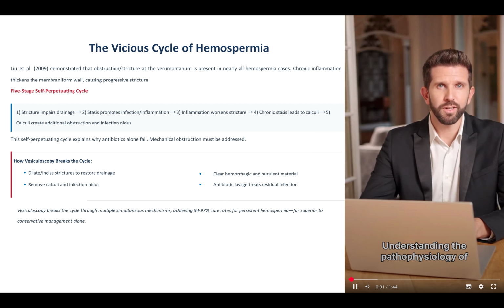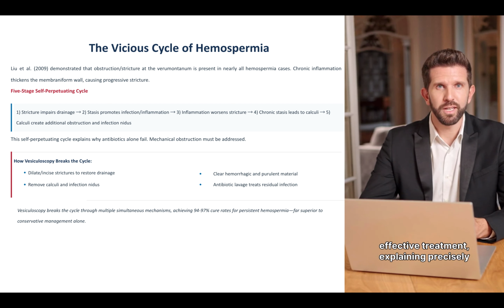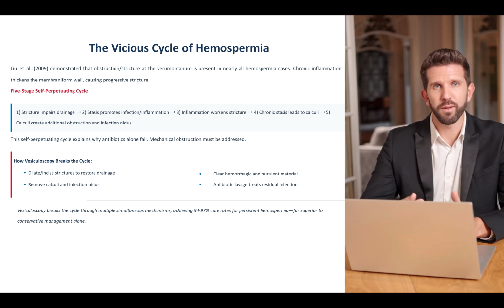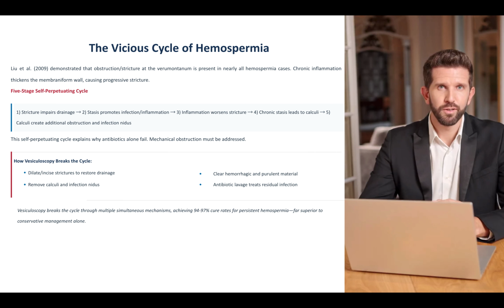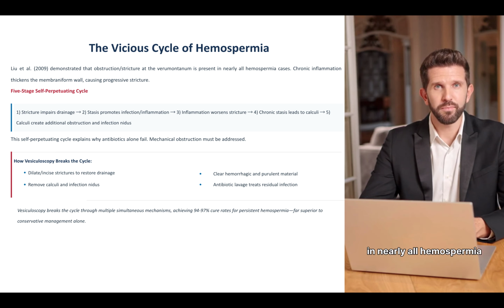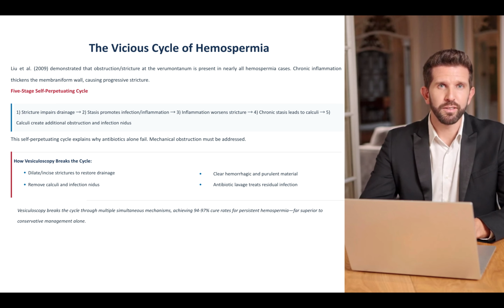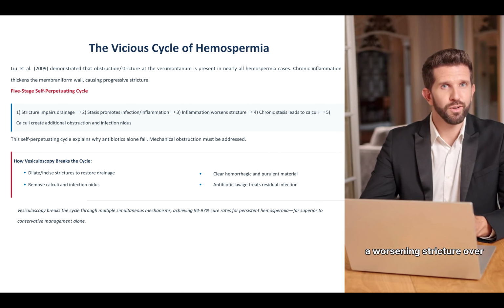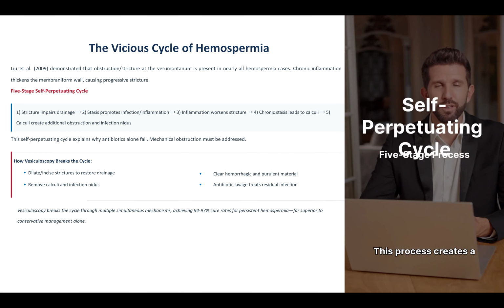Understanding the pathophysiology of hemispermia is crucial for effective treatment, explaining precisely why vesiculoscopy works so well. Liu and colleagues' landmark 2009 study demonstrated that obstruction or stricture at the verumontanum is present in nearly all hemispermia cases. This obstruction is often caused by chronic inflammation, which progressively thickens the membraniform wall, leading to a worsening stricture over time. This process creates a 5-stage, self-perpetuating cycle that exacerbates the condition.